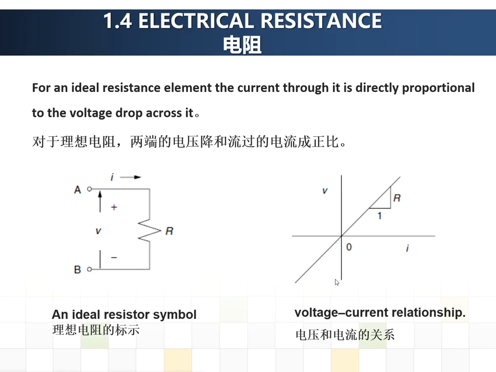Section 1.4, electrical resistance. For an ideal resistance element, the current through it is directly proportional to the voltage drop across it. The left graph shows an ideal resistor symbol, and the right graph shows the voltage-current relationship. The slope of the line is the value of the resistance.